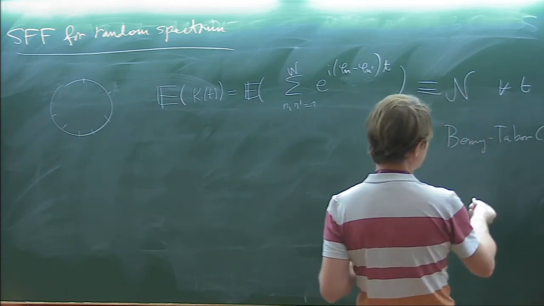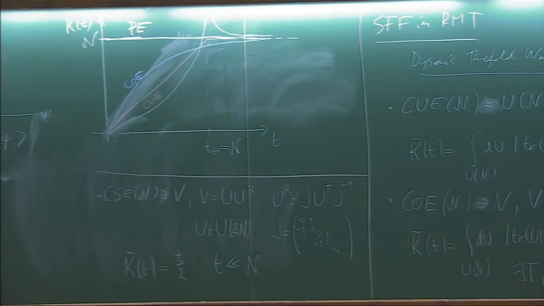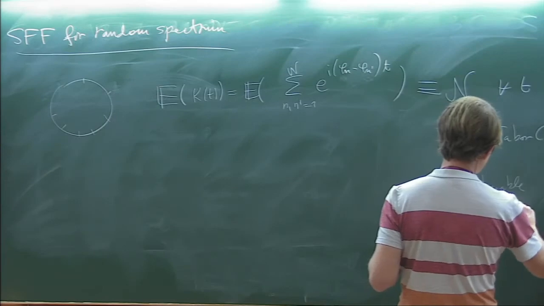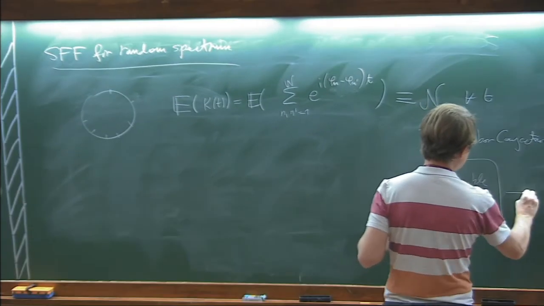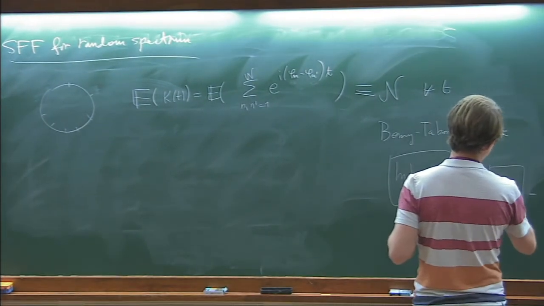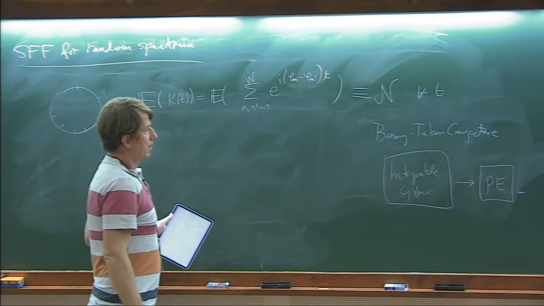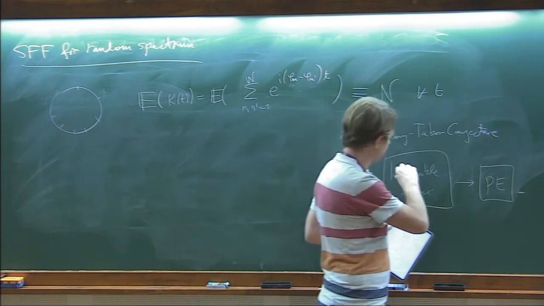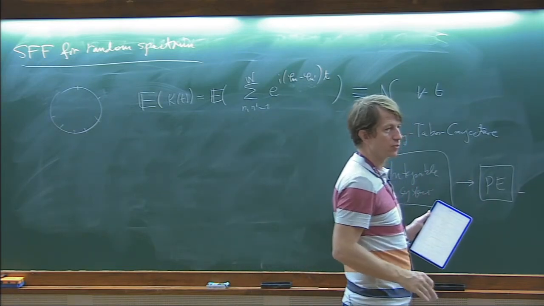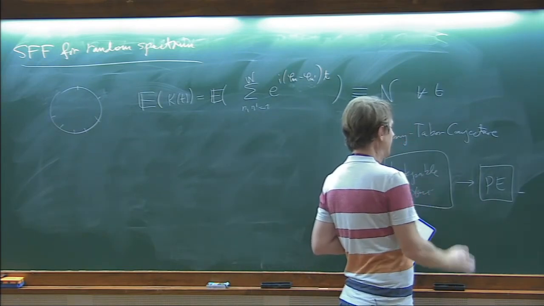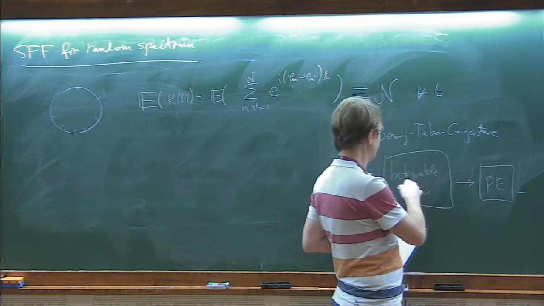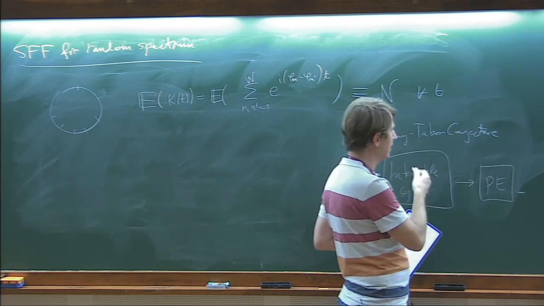Says that integrable systems have a spectrum which is given by Poissonian random eigenvalues, that is Poissonian statistics. I'm not aware of any good rigorous results on this, the Berry-Tabor conjecture. So that's really very heuristic.